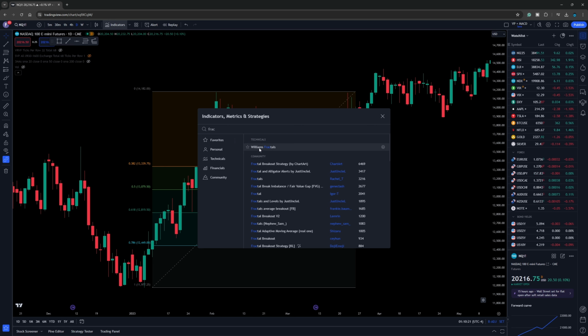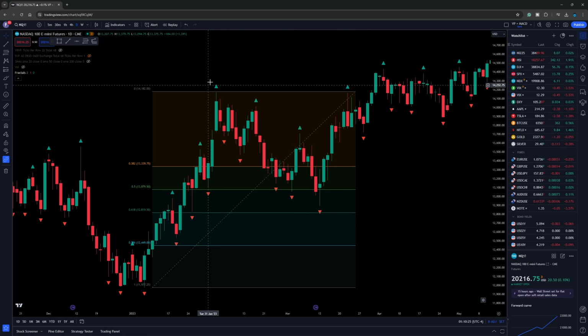You want to go ahead and install Williams Fractals. Go ahead and click that on your chart. Now what we can see is it's populated a lot of these little arrows up and down, trying to identify swing points in the markets.